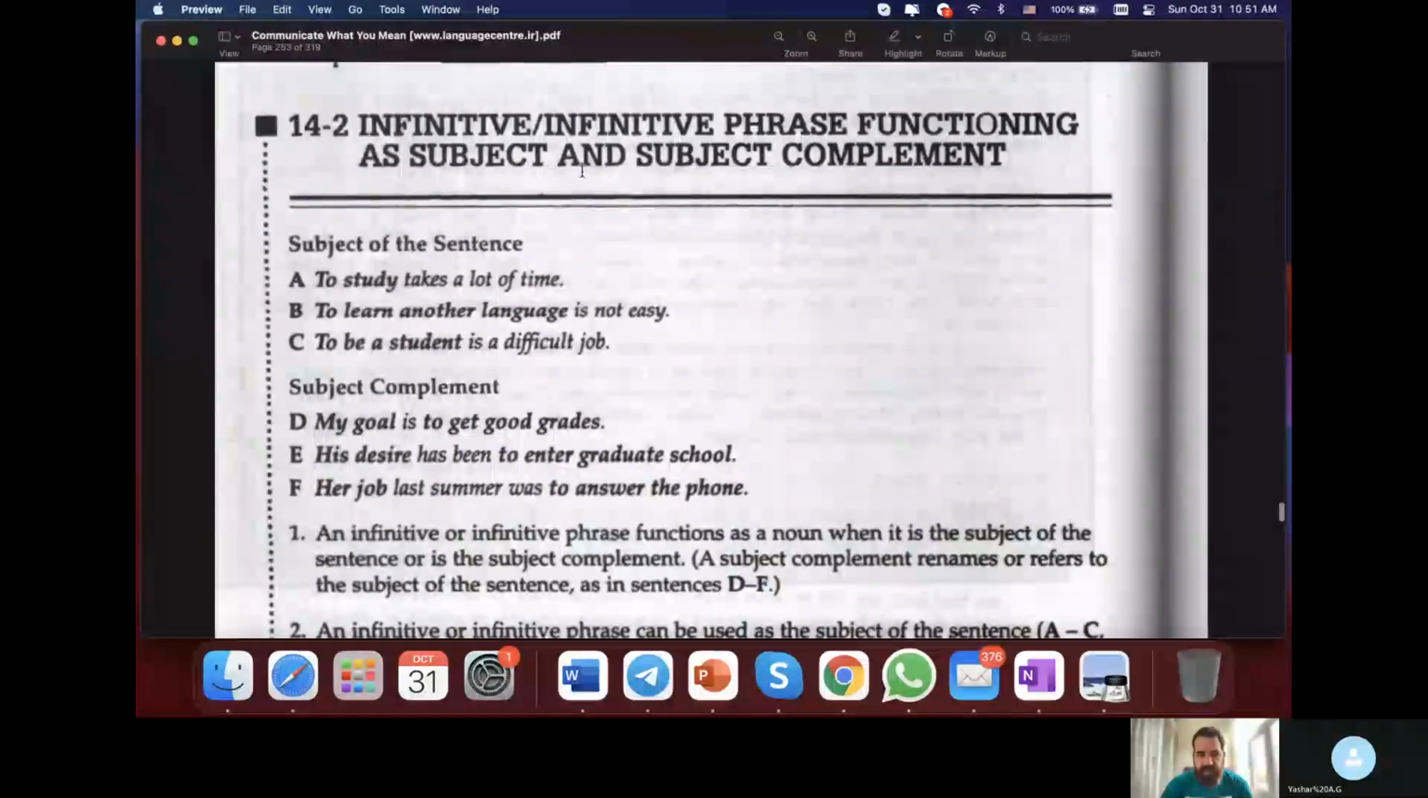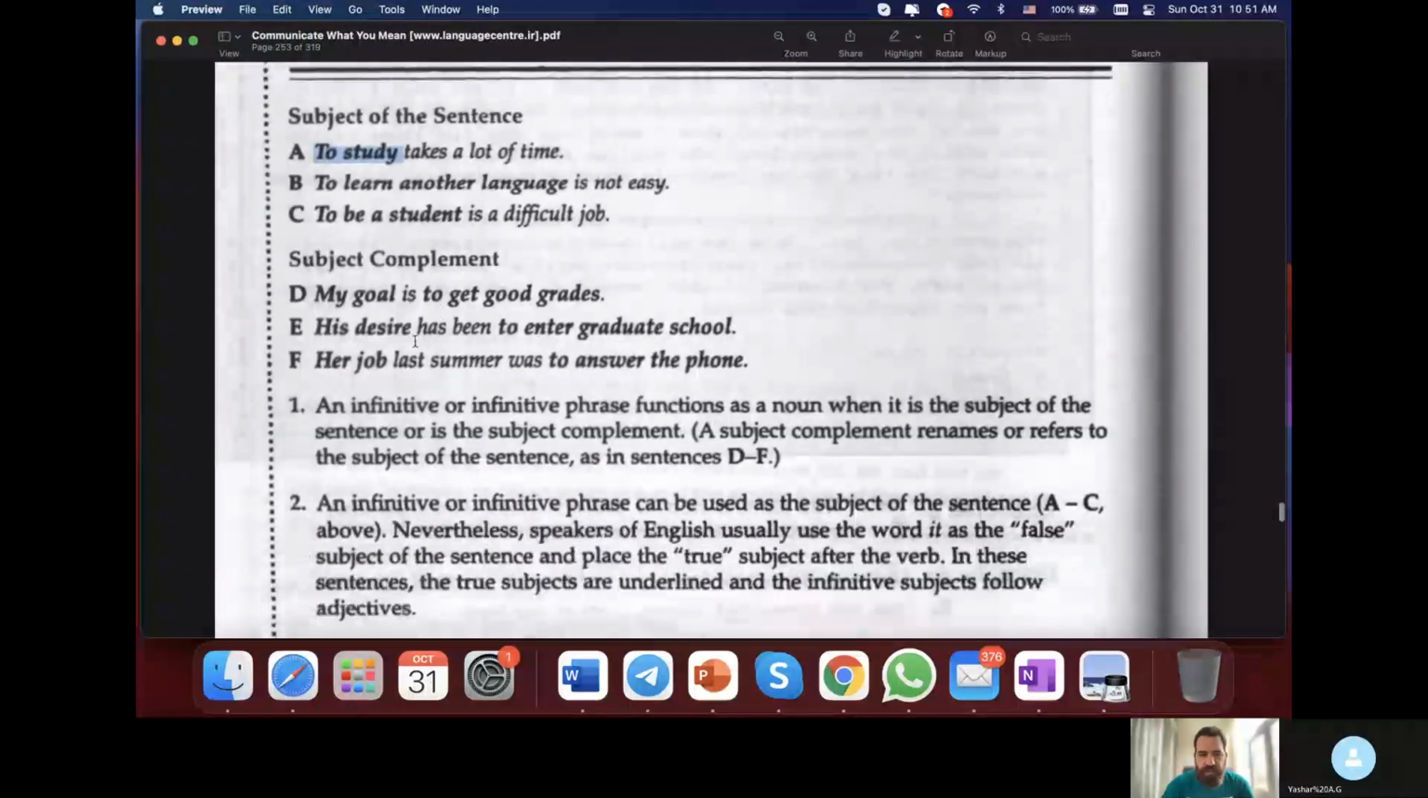Infinitives as subject and object. As I mentioned, you can use infinitives in the place of the subject. To study takes a lot of time. To learn another language is to be honest. My goal is to get a good degree. Subject complement. My goal is. His desire has been. Her job last summer was.